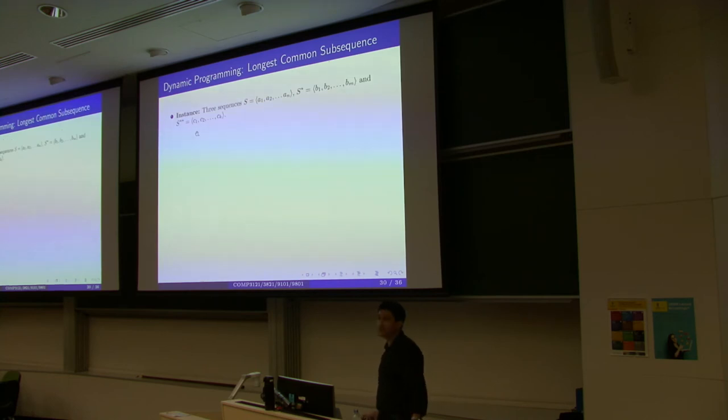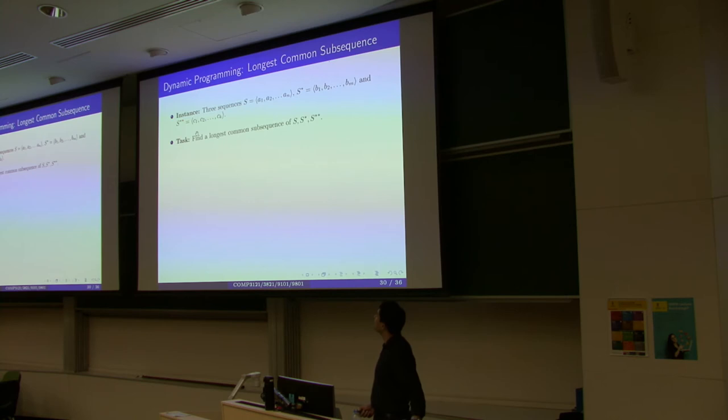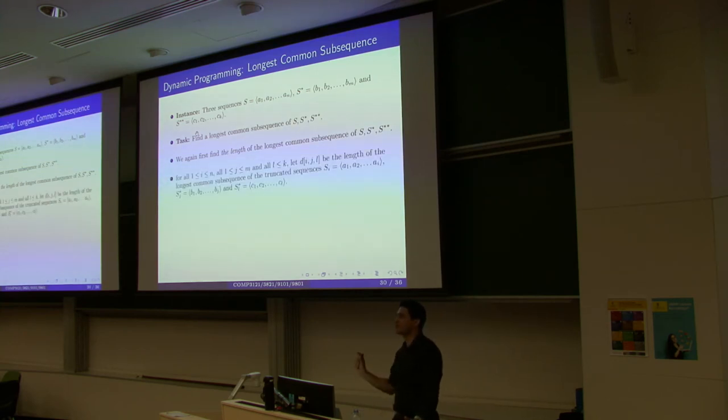So let's just deal with three strings, and you can see how you can generalize this idea for any number of strings. So in this case, now we have three strings instead of two. We want to find the longest common subsequence of S, S star, and S double star. We focus on the length of the longest common subsequence, and we again focus on the prefixes of the strings. In this case, we say that if we are solving the problem D(I, J, L), that means that we are restricting the first string to the first I symbols, the second string to the first J symbols, and the third string to the first L symbols.